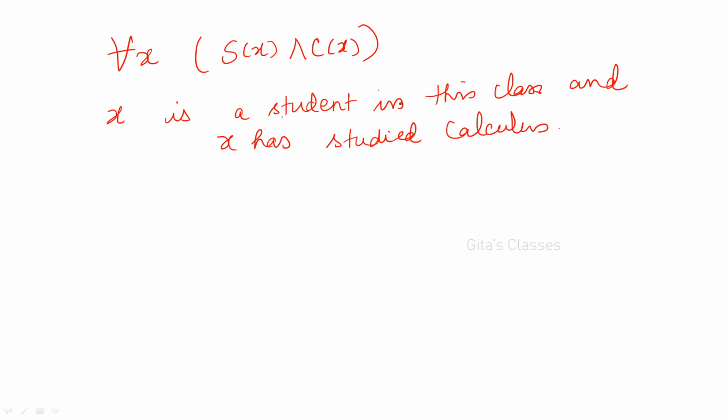But this is not the statement we want, right? Here that means all the people are students of this class only, and all the persons are studying calculus. So that is not the case. That's why S of X and C of X we are not supposed to write.